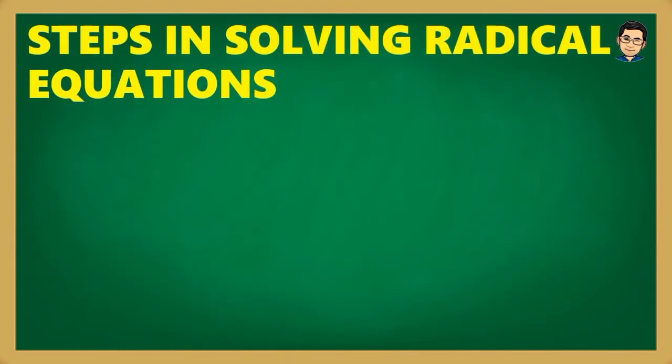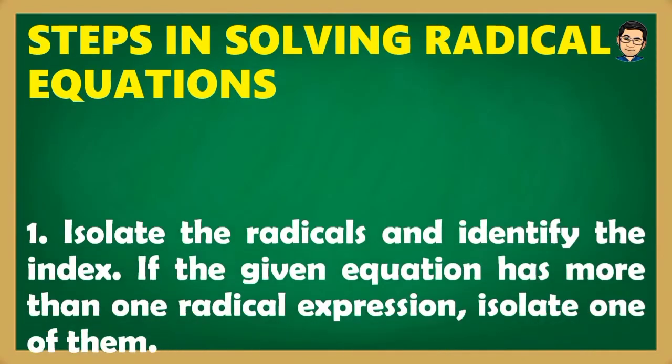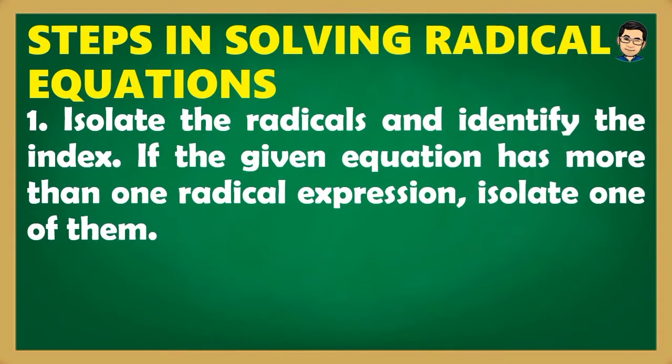So, here are the steps in solving radical equations. First, isolate the radicals and identify the index. If the given equation has more than one radical expression, isolate one of them. Some given radical equations have more than one radical expression, so in that case we need to separate them. So we isolate, and then we identify the index.